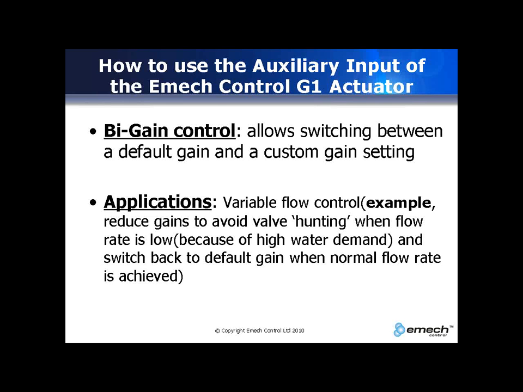Bi-gain control allows the actuator to switch between a default gain and a customized gain setting. An application would be in variable flow control, where you would reduce the gains when the flow rate is low, so as to avoid the valve hunting. When the normal flow rate is resumed, then you can switch the gain back to the normal default setting.